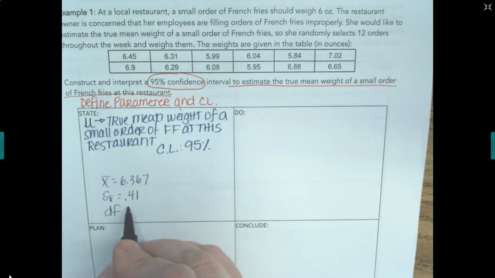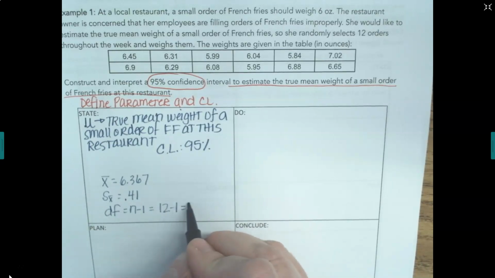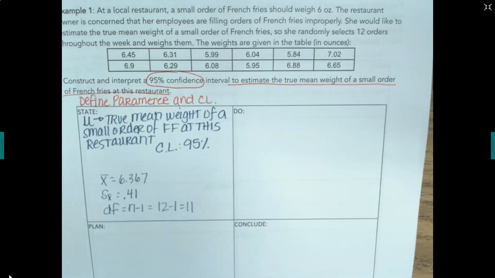So you can include this information a couple different places. I like to get it right away to help frame my thought process. So there's 12 samples minus 1, so our degree of freedom is 11. All right, so we've got our state information.